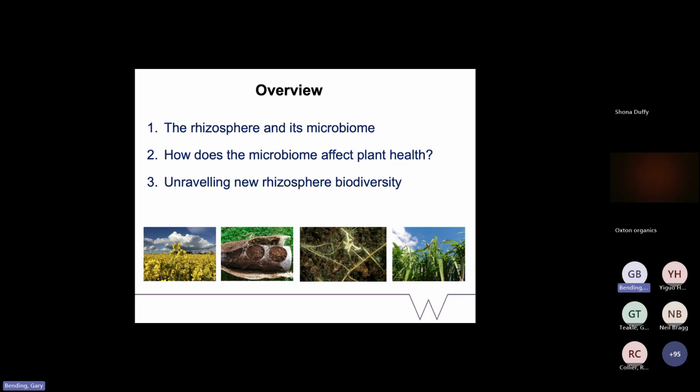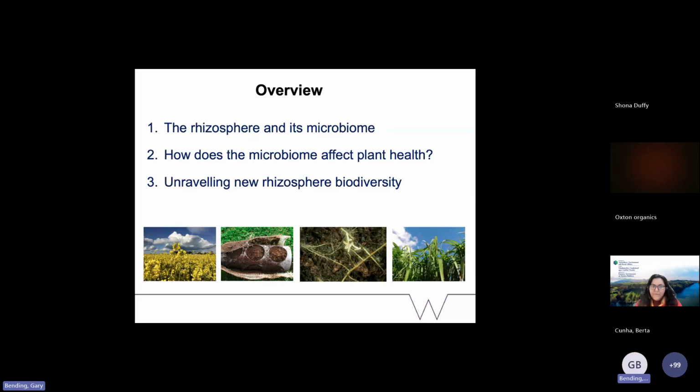And then one of the things that I've been particularly interested in over the years is trying to understand new biodiversity. As a microbiologist, microbial systems are very complicated and there's huge diversity out there in the environment. And so a feature of my work really has been uncovering new groups, and particularly groups which have potentially important implications and interactions with plants. So I'll take you through some of the work that we've done in that area as well.